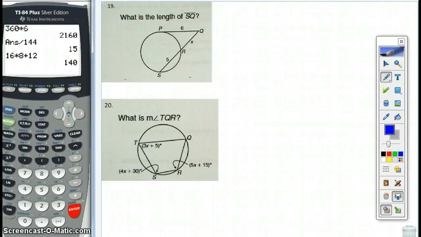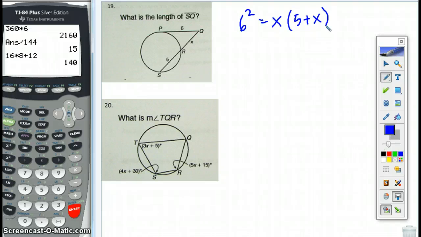All right, what's the length of SQ? A lot of people did this one wrong too. The tangent squared, 6 squared, equals the exterior part of the secant times the whole secant. A lot of people just put 5x here. It's actually, the whole secant is x plus 5. This and this add up to 5 plus x.